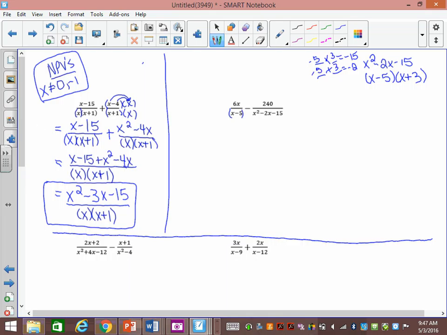So we get 6x. So it equals 6x over x minus 5. I put it in brackets. Minus 240 over x minus 5, x plus 3. So first thing we do is factor the denominators if possible. Next thing we do, state non-permissible values. So what's my non-permissible values? x can't equal 5 or negative 3.